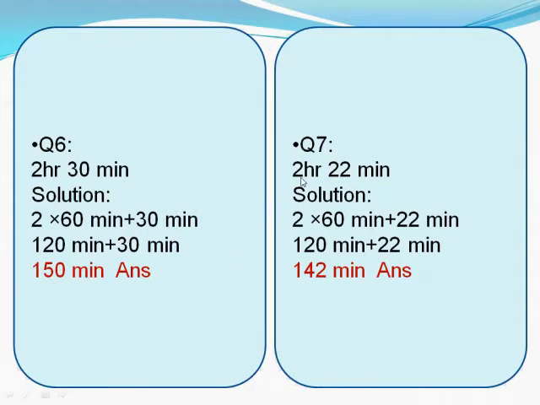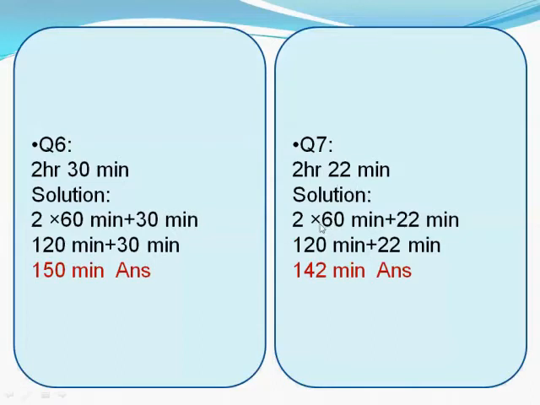Move towards the next question from the same exercise, question number 7. The values are given as 2 hours and 22 minutes. Previously we learned that to convert 2 hours into minutes we multiply 2 by 60. We do the same here. 2 hours means we multiply by 2, and 1 hour has 60 minutes, so we multiply by 60.